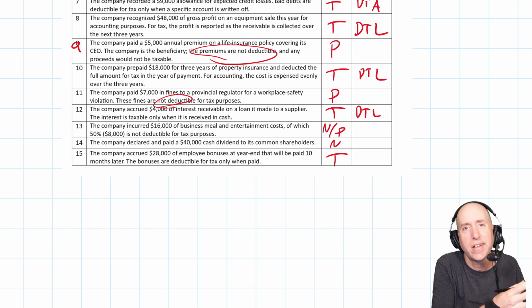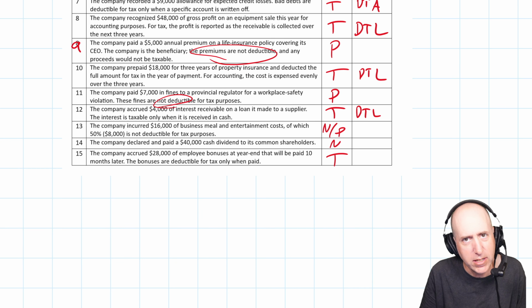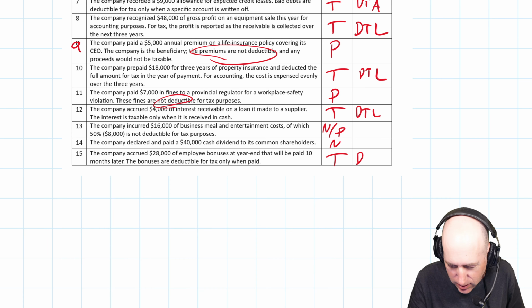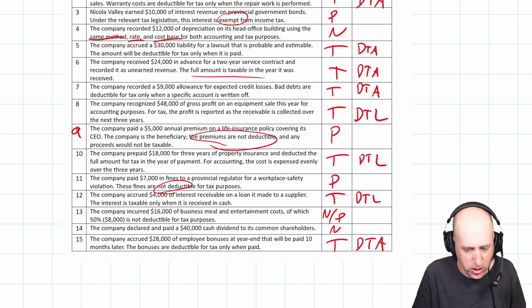Well, it's a deduction we'll get to take in the future. We don't get to take it now. We get to take it in the future. A deduction is good for us, right? For tax purposes, this is a deferred tax asset situation.